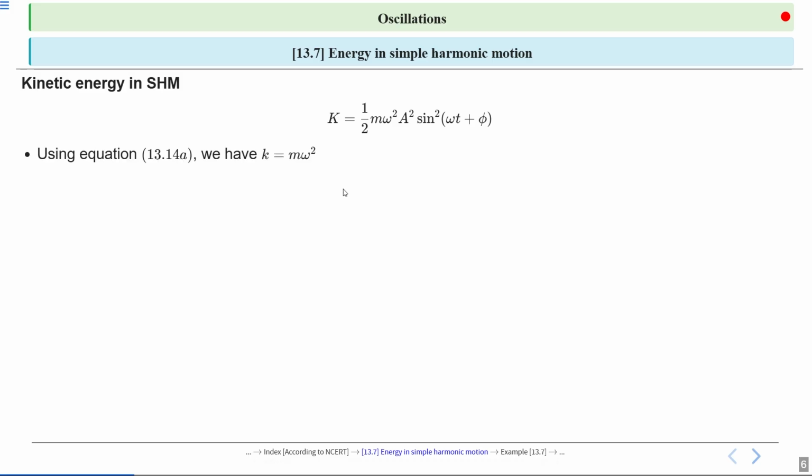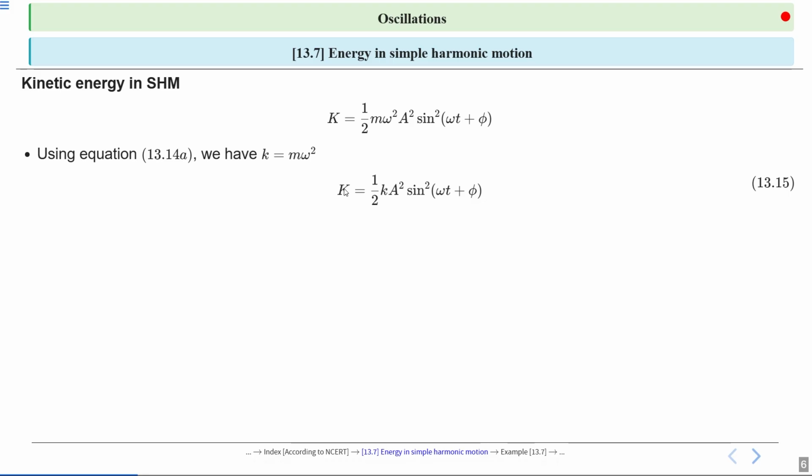So using equation 13.14a, we know that the force constant k is equal to m times omega squared, or we can say k equal to m omega square. This relationship helps us rewrite the kinetic energy formula in terms of spring constant k, which is measured in newtons per meter. k tells us how stiff the spring or system is.